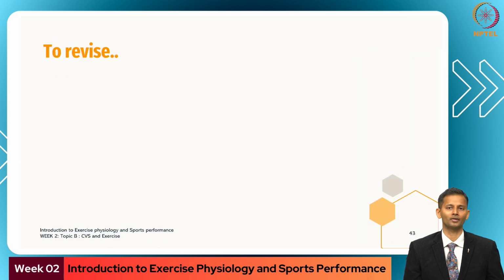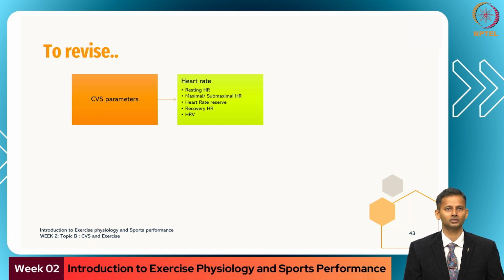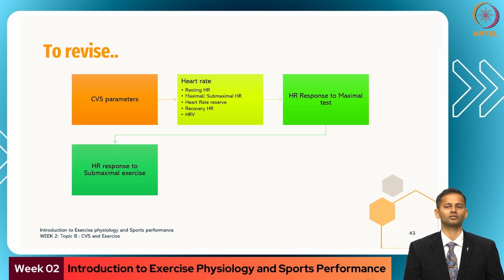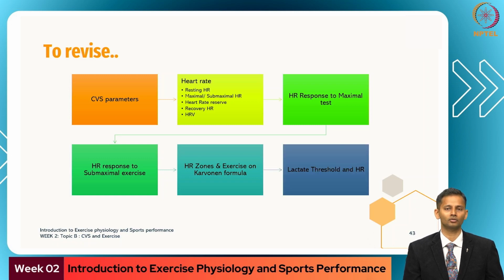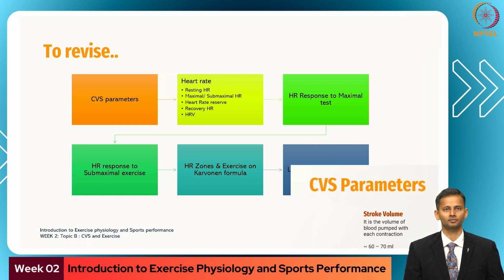So to revise what we have covered till now, we saw various cardiovascular parameters, heart rate in detail, and the response it gives in the maximal test and the submaximal exercises. We had gone through various heart rate zones and how you utilize them in exercise prescription to your clients using the Karvonen formula. We also saw various lactate thresholds and their relation with the heart rate and in exercise prescription.